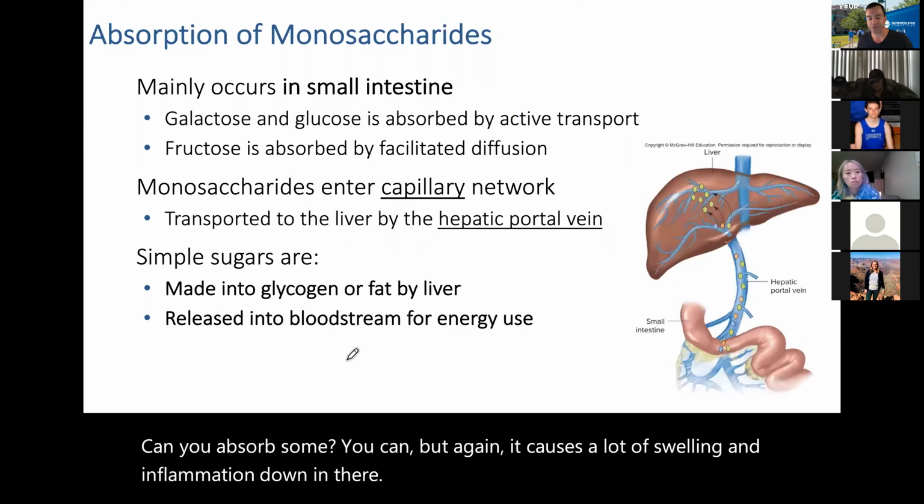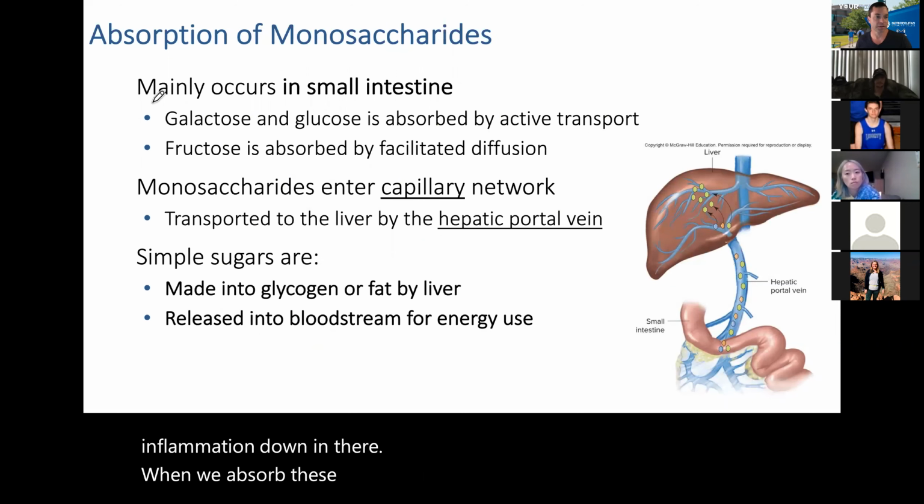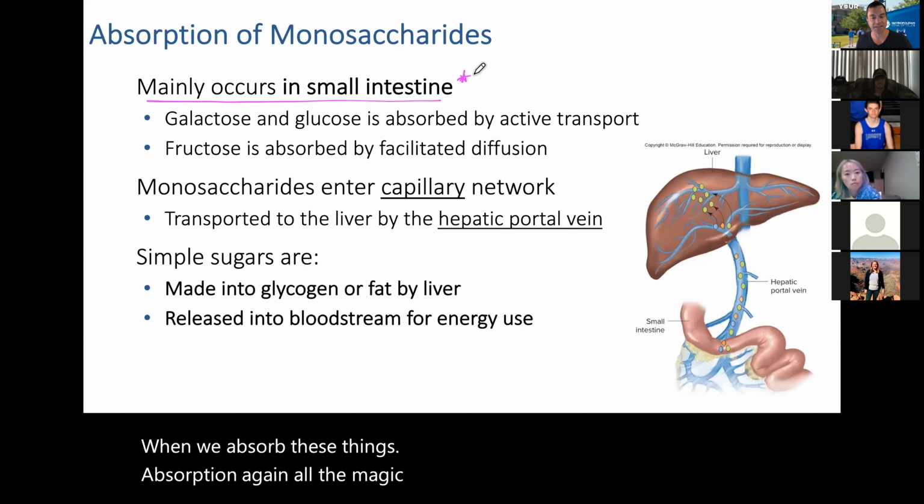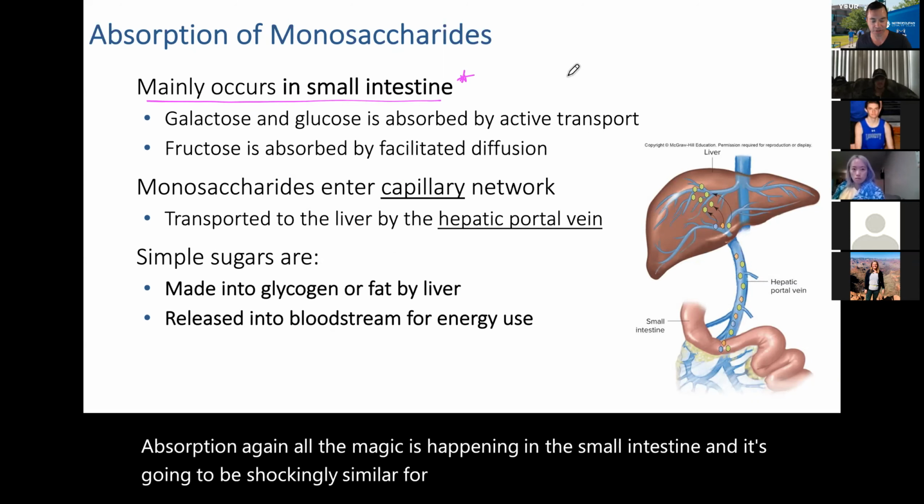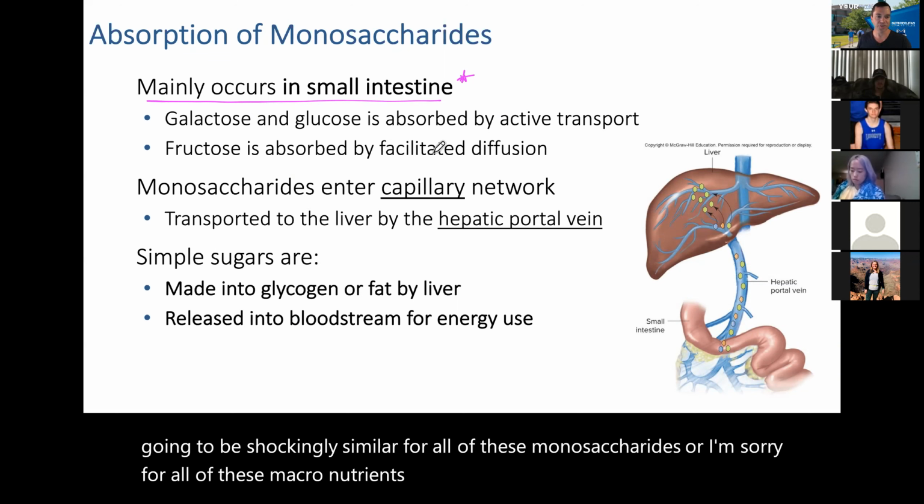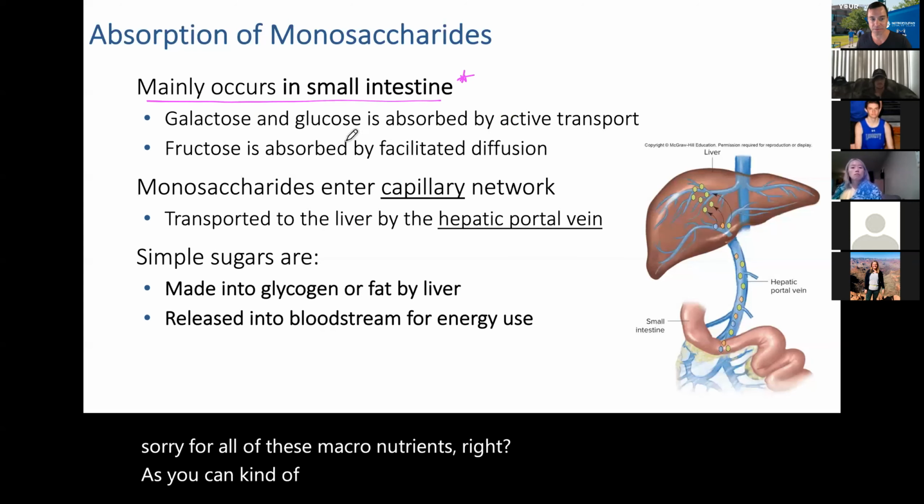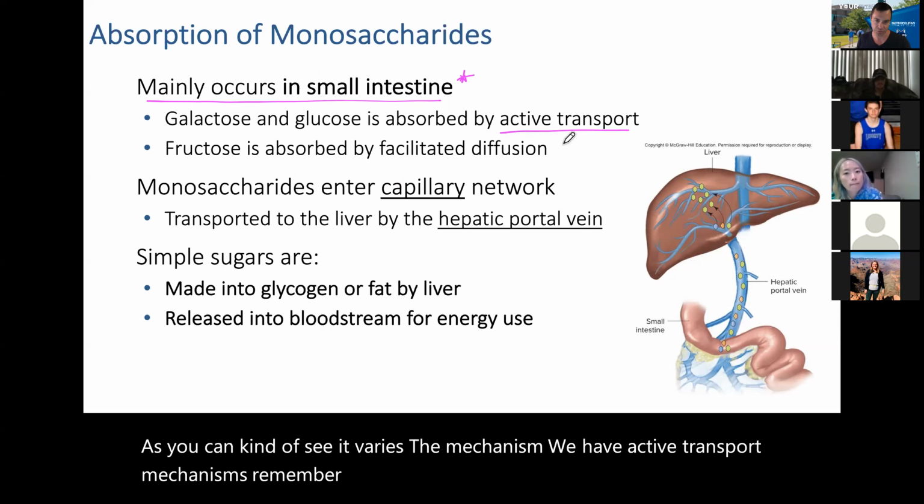When we absorb these things, absorption, again, all the magic is happening in the small intestine. And it's going to be shockingly similar for all of these macronutrients. All right. As you can kind of see, it varies. The mechanism, we have active transport mechanisms. Remember, this requires ATP. This requires energy.